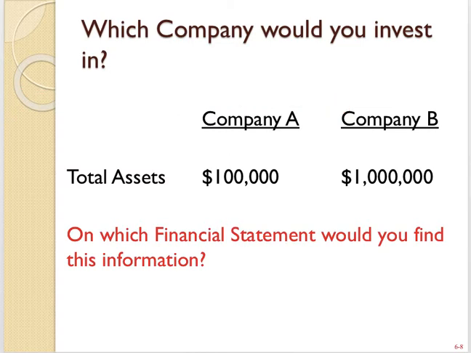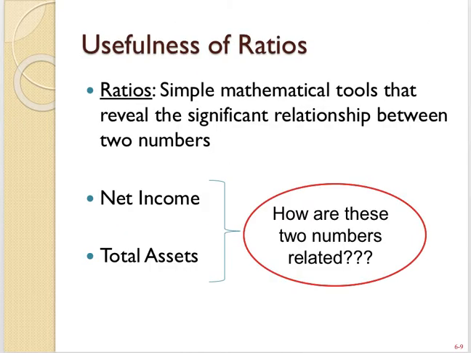But there are limitations to the information that can be provided by the financial statements. Okay? So, the financial statements could tell you what the net income was, how much money they made. And the financial statements could tell you their total assets or how much the company owns. But what it doesn't tell you is the relationship between these two numbers. Okay? These two numbers are actually related.